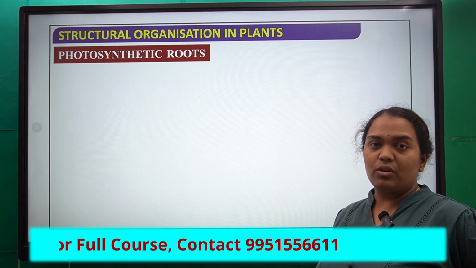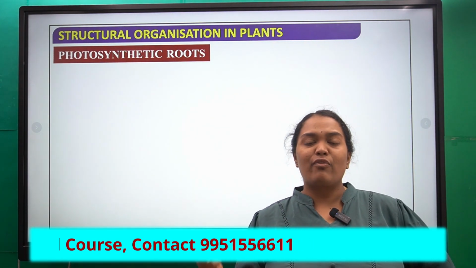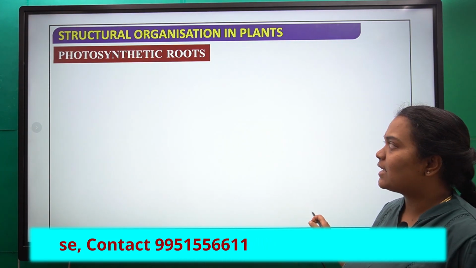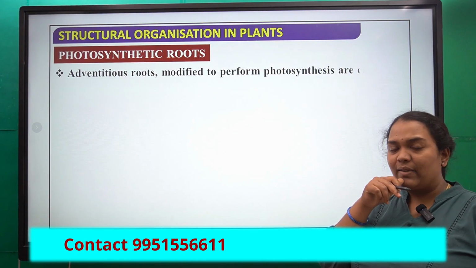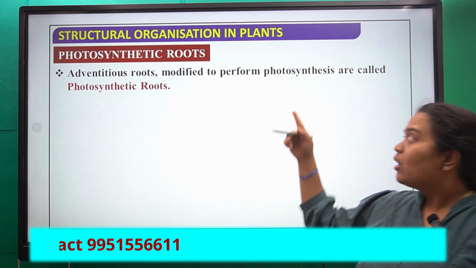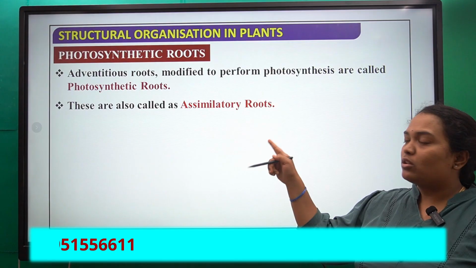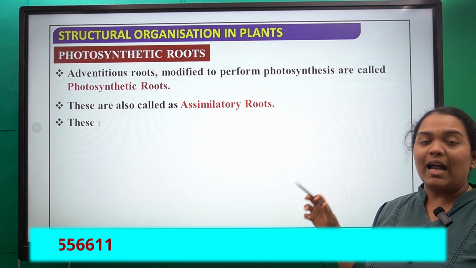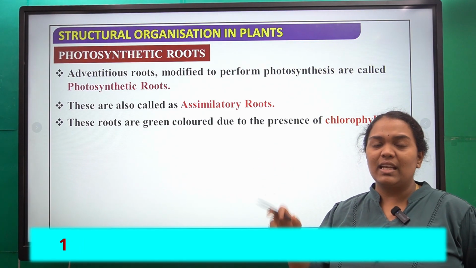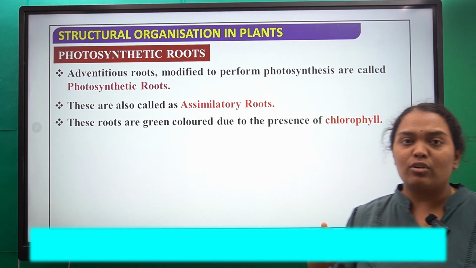Next modification of the roots is photosynthetic roots. From the name itself, it means that the roots also have a function to generate energy, to generate starch with the help of photosynthesis or sunlight. Adventitious roots, that is, roots which grow in parts other than the base of the stem, modified to perform photosynthesis, are called photosynthetic roots. These are also called assimilatory roots because they assimilate the food materials. These roots are always green in color because green means chlorophyll is present. If chlorophyll is present, it can undergo the photosynthetic process.